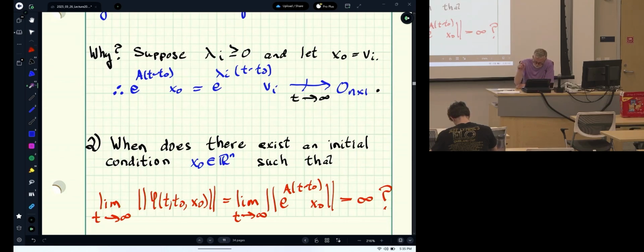Under what condition can I find an initial condition such that the norm of my solution explodes to infinity? So, we pose it this way. Under what properties of x dot equals Ax can nature choose an unfortunate initial condition for me such that the solution blows up?